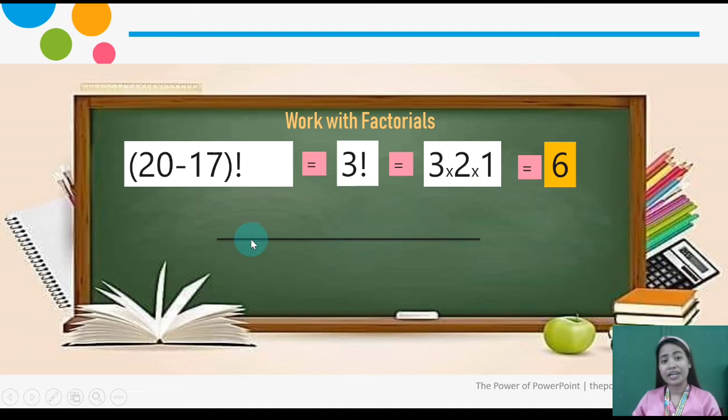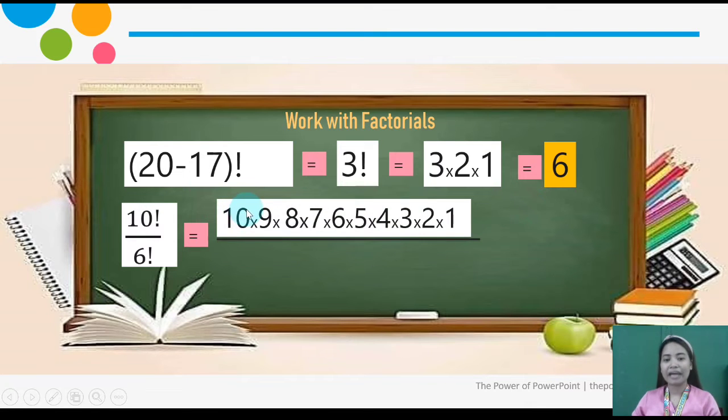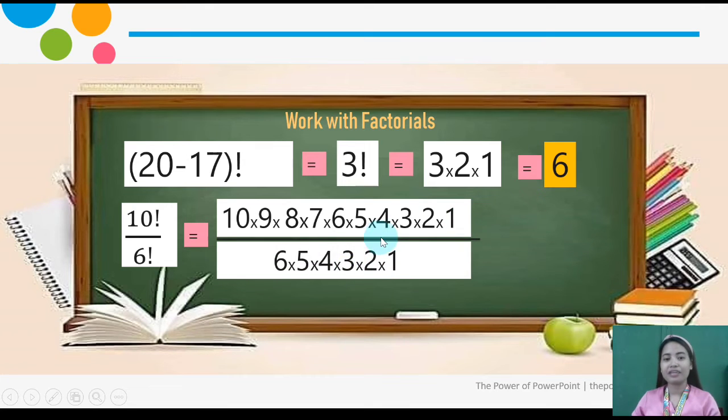I have here another example in terms of division. In terms of a fraction, we have 10 factorial over 6 factorial. All you have to do is expand the numerator and denominator before you find the final answer. So 10 factorial can be written as 10 times 9 times 8 times 7 times 6 times 5 times 4 times 3 times 2 times 1. And in the denominator, it will become 6 times 5 times 4 times 3 times 2 times 1.